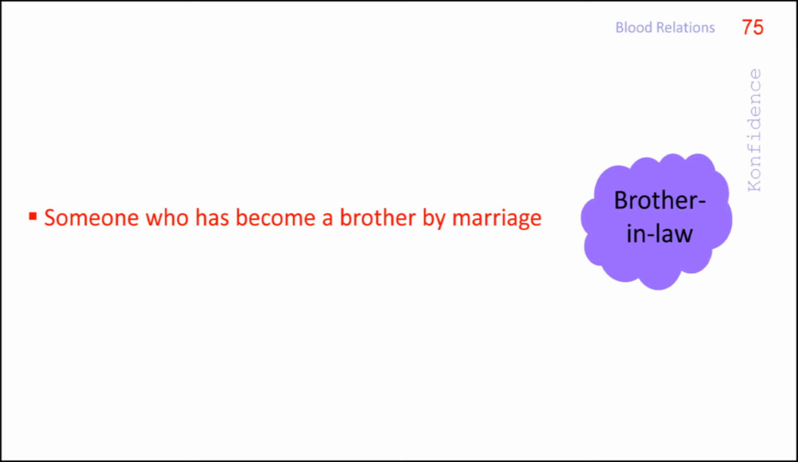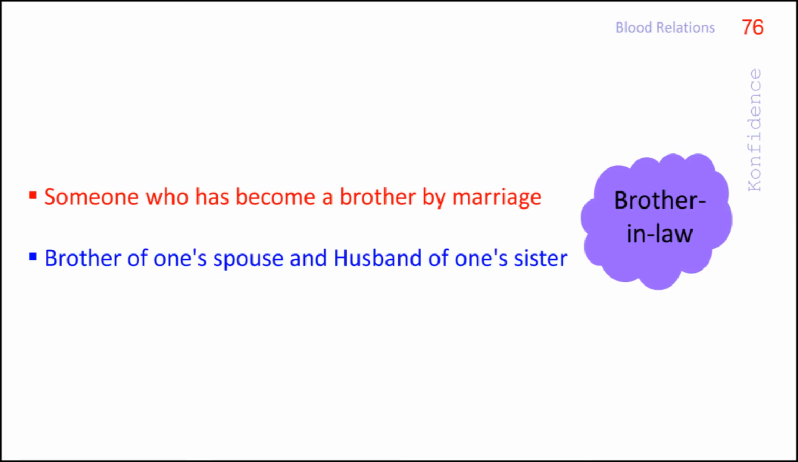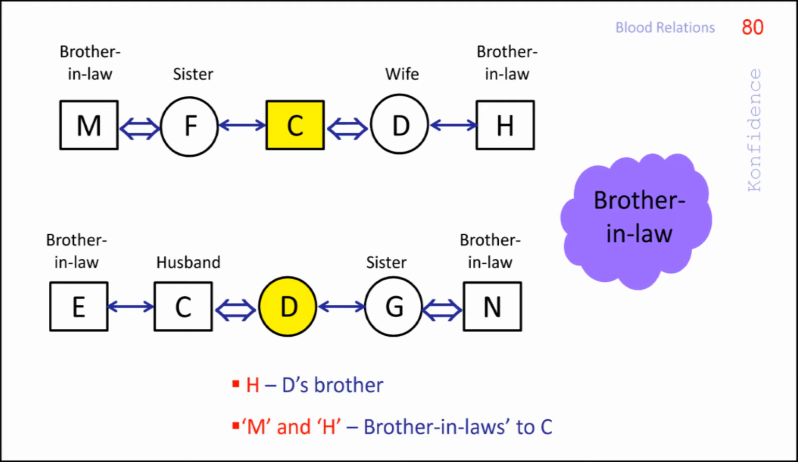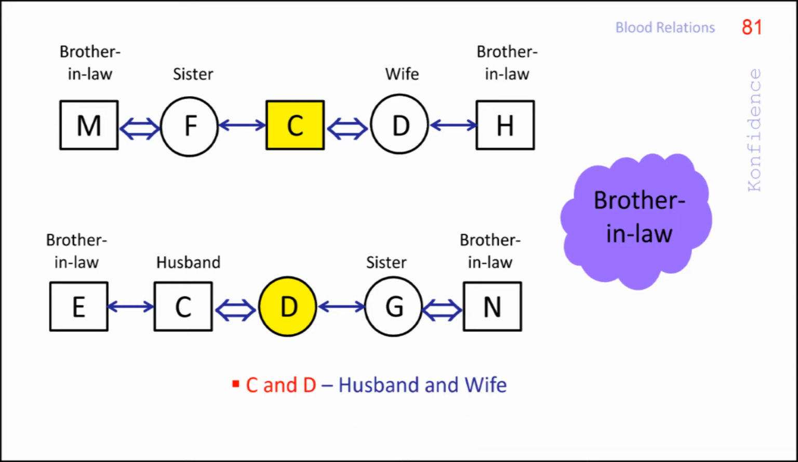A brother-in-law is someone who has become a brother by marriage. The brother of one's spouse and the husband of one's sister are brother-in-laws. Look at the diagram on the top. C and D are married to each other. F is C's sister and she is married to M. H is D's brother. Here, from C's viewpoint, M and H are both brother-in-laws. Remember, the husband of one's sister and the brother of one's spouse are called brother-in-laws. In the second diagram also, C and D are husband and wife.